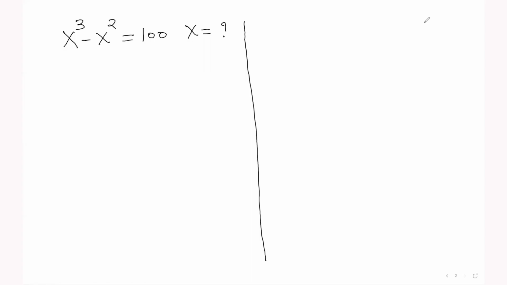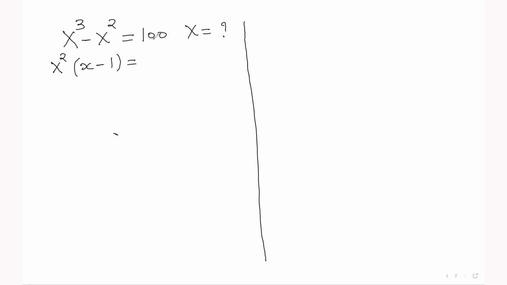Hi friends, x cube minus x square equal to 100. Then what is my value of x? That's what we will try to find out. At first, x cube minus x square, I can take x square common. And in another bracket, I'll be left over with x because there is x cube. And in the second bracket, there's nothing left over, so it will be 1.